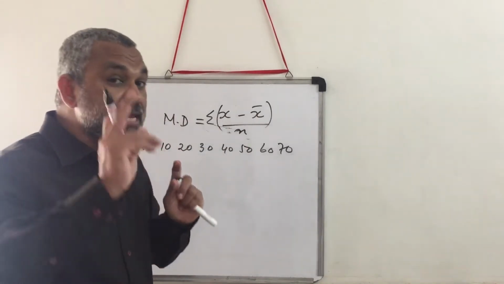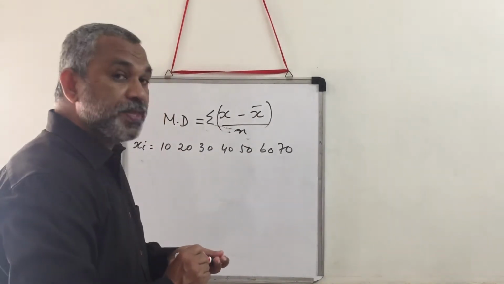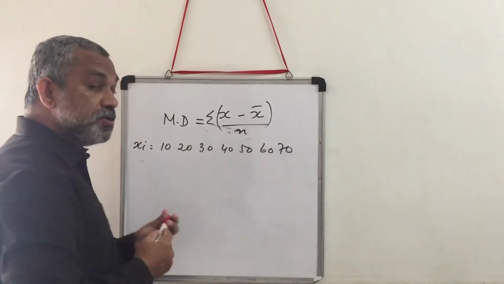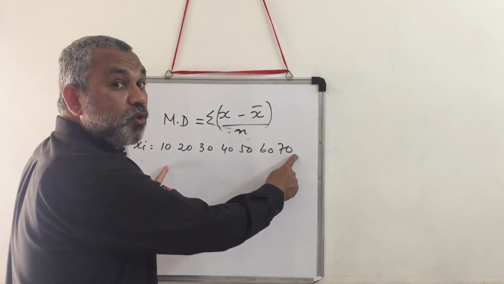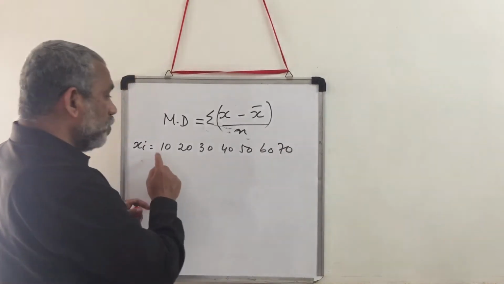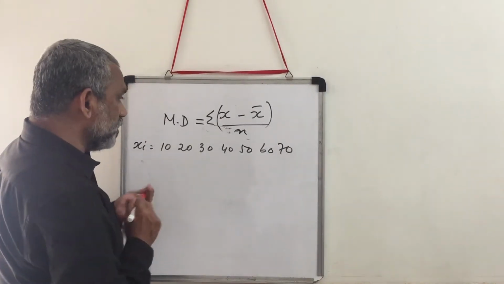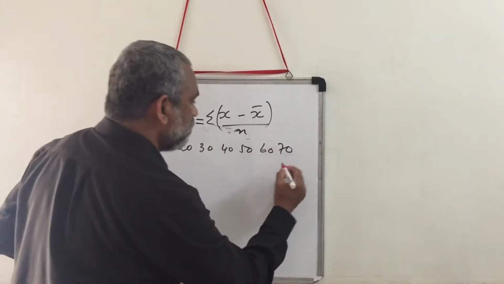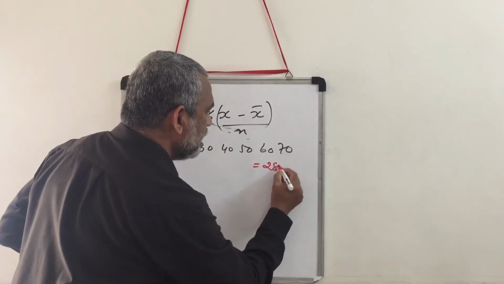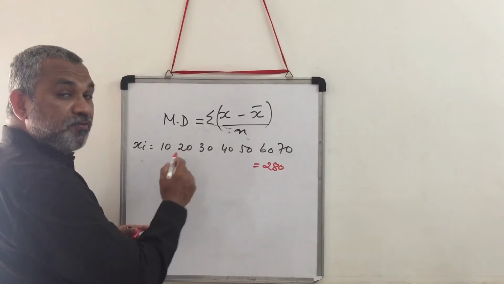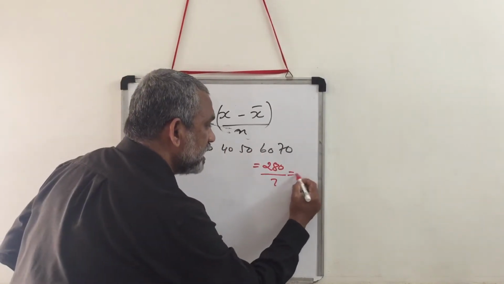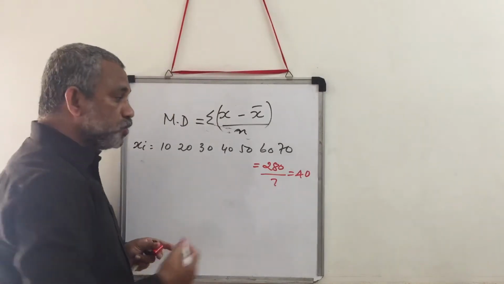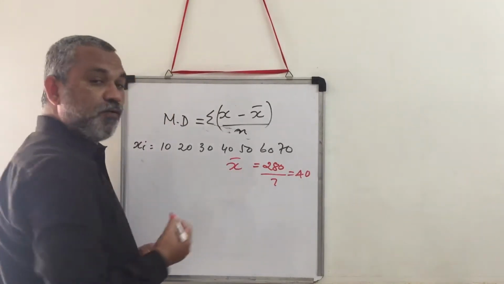Now we need to find the x bar, that is step number 1. We know x bar is the summation of all these values divided by the total number of observations. This is equal to 280, and the number of observations is 1, 2, 3, 4, 5, 6, 7, so divided by 7, that is equal to 40. So we got our x bar as 40.